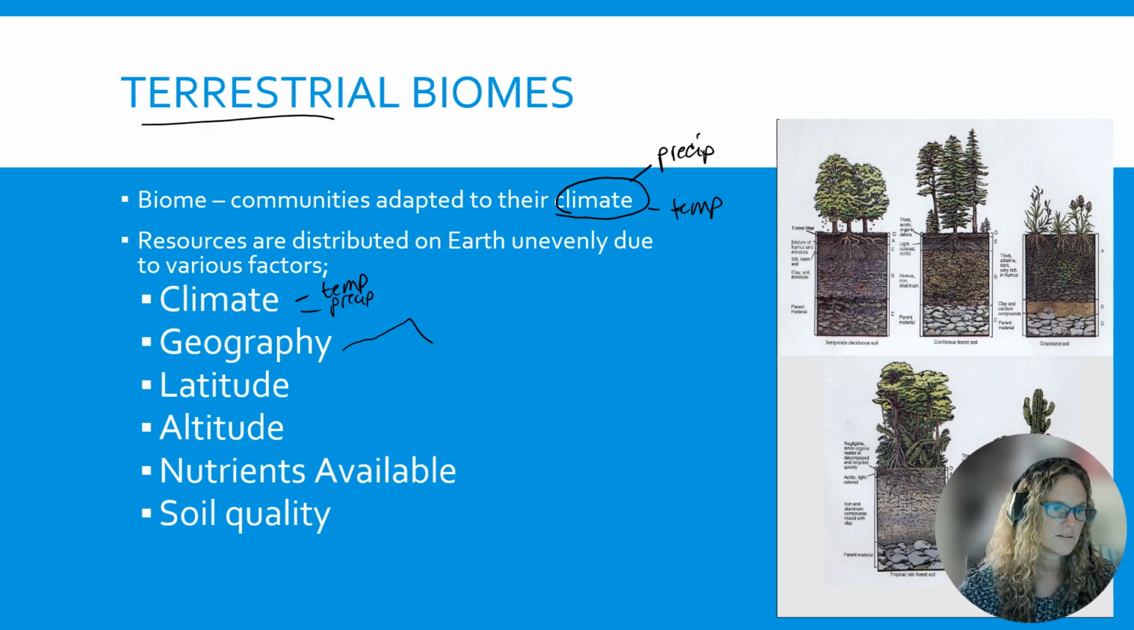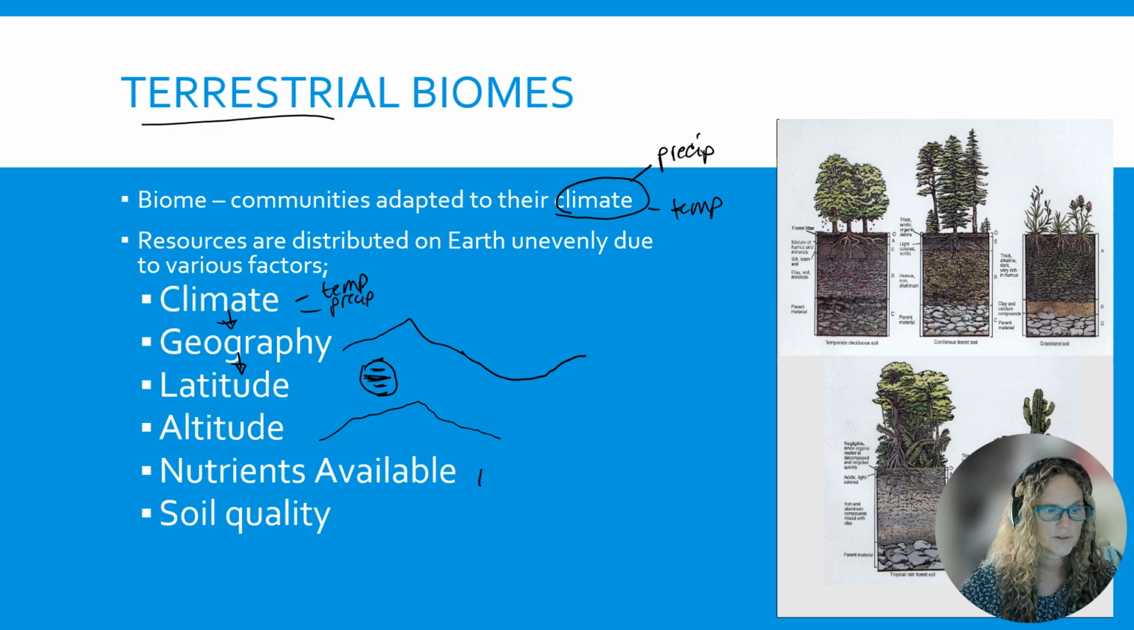Geography, mountains are going to affect temperature and precipitation. Valleys will affect temperature and precipitation. So this is a direct relationship. Latitude, where it is on the globe. Middle, hot and moist. After that, dry deserts. After that, forests, and then cold deserts. So the latitude affects the climate. The altitude also affects the climate. Higher up, colder. Lower down, warmer.